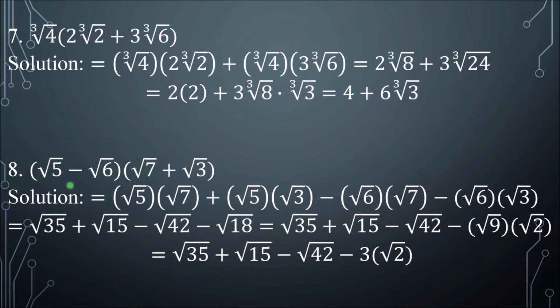Number 8, binomial times binomial radicals. Square root of 5 minus square root of 6 times square root of 7 plus square root of 3. So we will use FOIL method here. First, again, FOIL stands for first, outer, inner, last. So let's start with first. Square root of 5 times square root of 7, that is square root of 35.